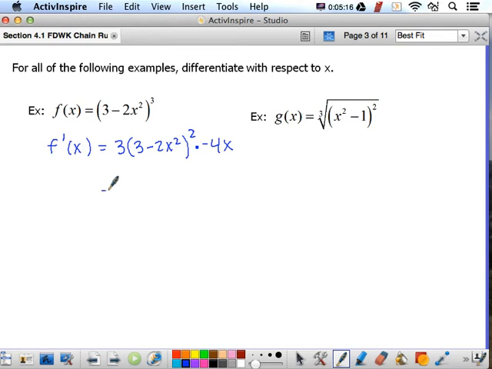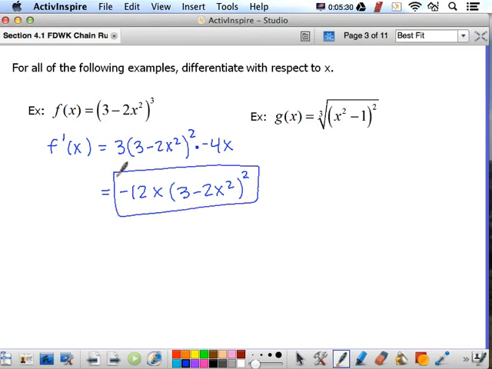Then you clean it up and bring your monomials to the front. So that 3 and negative 4 make negative 12. Bring the x to the front and leave your binomial at the end. That is already in factored form, if you'll notice, because there is no addition or subtraction outside of the parentheses.